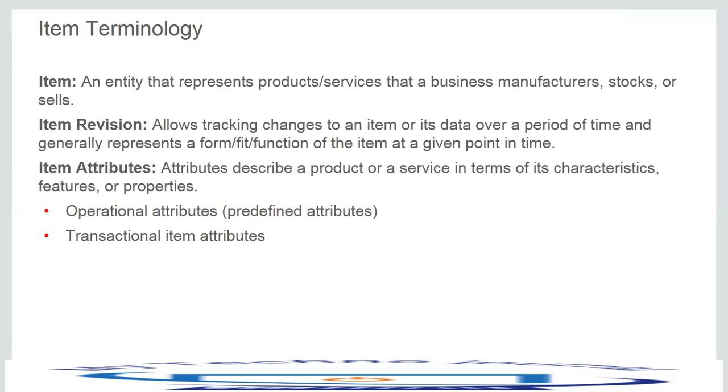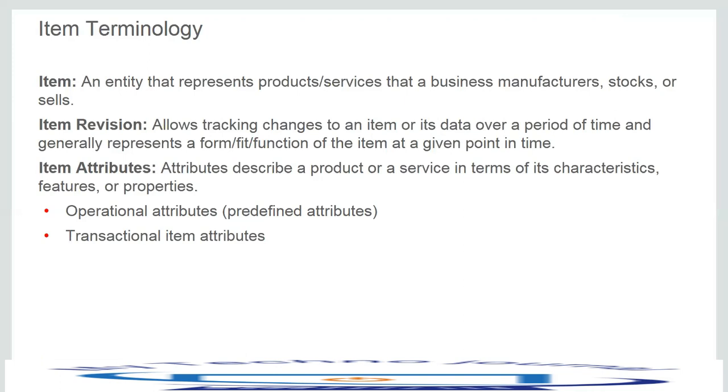And each item has several standard operational attributes that determine the behavior of the item with respect to various functions such as purchasing, inventory management, etc. So item revision allows you to track whatever changes are made to that particular item or its data over a period of time, and it generally represents a form or a fit or a function of that particular item at a given point in time.